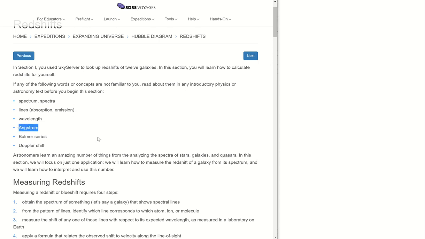An angstrom is a tenth of a nanometer. So 100 nanometers is the same as 1,000 angstroms. It's just another distance or length unit.